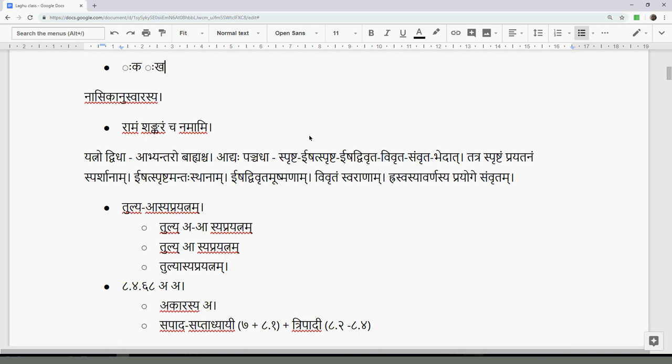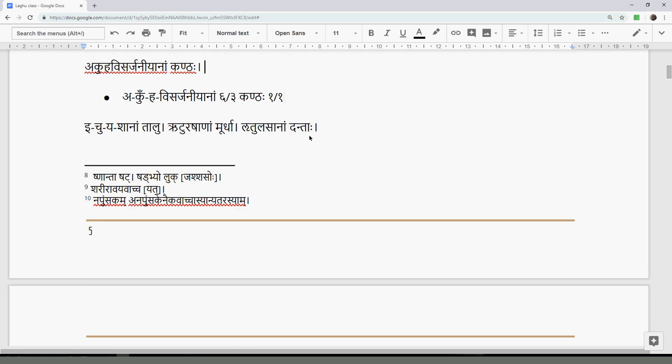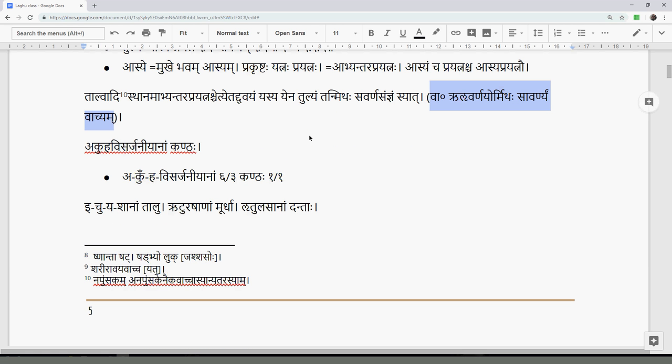So there is a Vartika here which is this: Riru Varna Yor Mitat Savarne Vachyam. It has been said that Rikara and Lrikara, the two vowels, are to be savarna of each other. Mutually they should be savarna of each other. Whenever you see ru, it should include lu, and whenever lu is said, that time it should include ru. Thereby savarna sanya becomes useful.